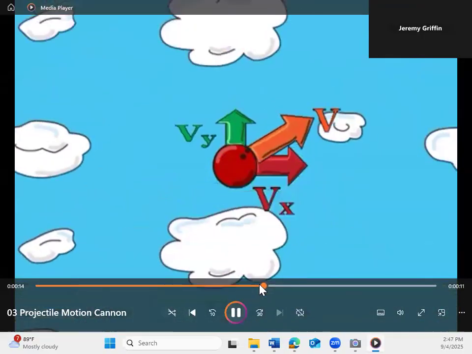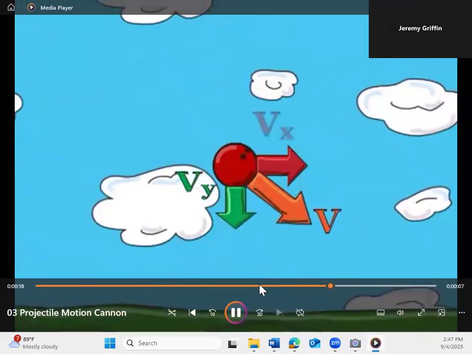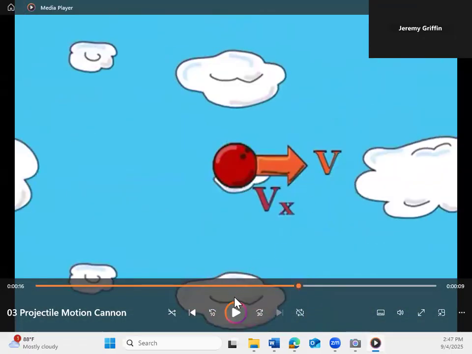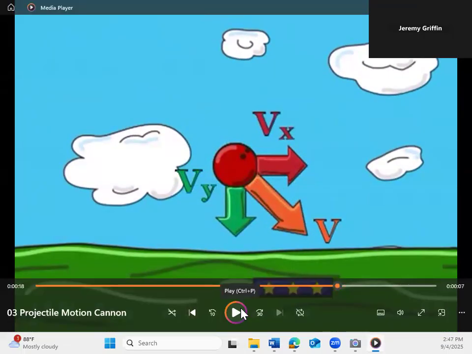Is it speeding up, slowing down, or going the same speed in the horizontal direction? Yeah, same speed in the horizontal direction. That v sub x never changed all the way through. That v sub x stayed the same. Right? Now, why would that be?